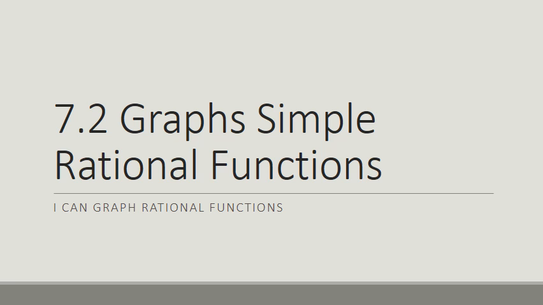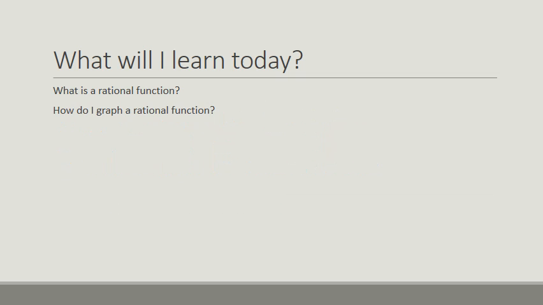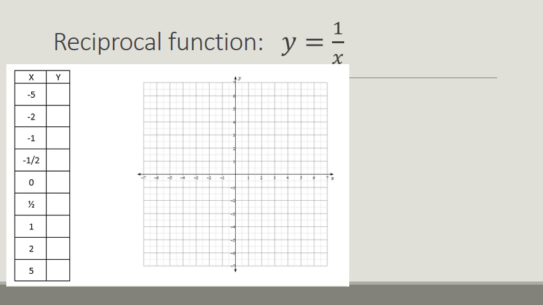All right, today we're going to talk about graphing simple rational functions. So we're going to learn what a rational function is and how to graph it. We're actually doing the real simple ones, when they're just 1 over x. We actually call it a reciprocal function because these are reciprocals of each other.